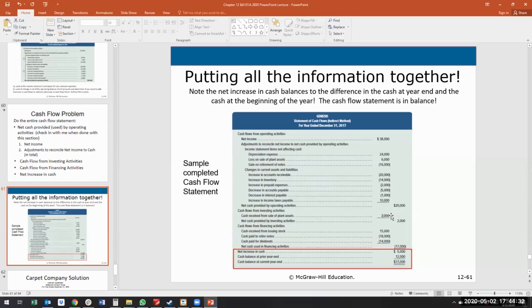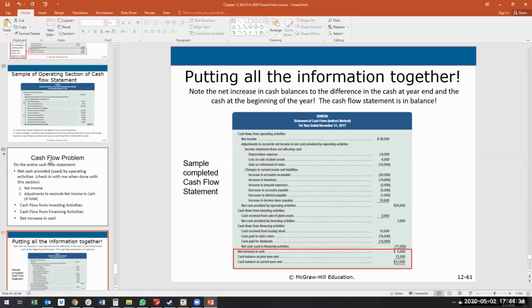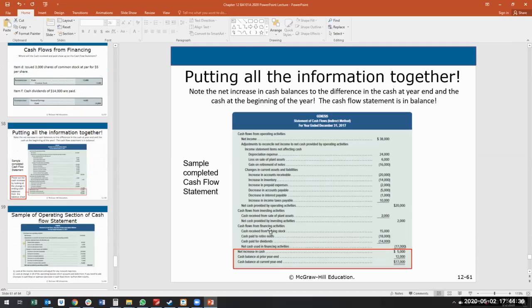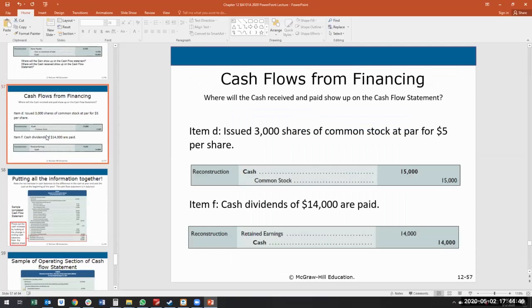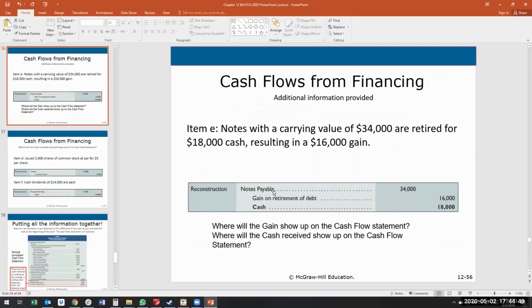Investments, we just talked about how we got the cash from the plant assets. And then we talk about the financing activity, the $15,000 increase in stock, the cash paid to retire notes, and then the net cash used for financing activities. At the end of the day, we just need to see where cash hit the financial statements. For financing and investing, all we care about is if we received cash or paid cash.